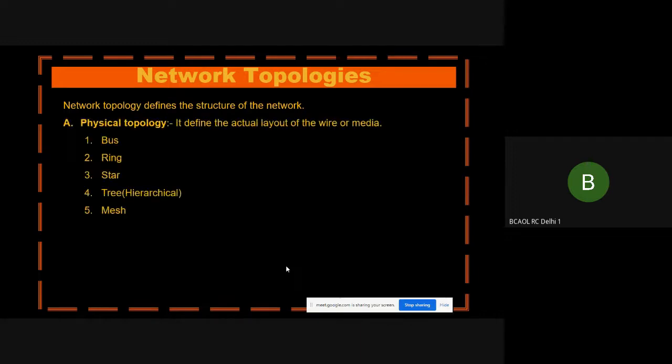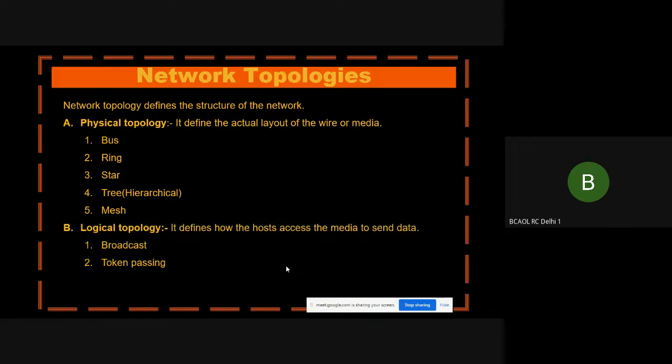Right. So physical topologies are there. It defines the actual layout of wire or media. How you will keep the wire and where the computer will be is known as a network topology, the structure of the network. So there is bus topology, ring topology, star topology, tree topology, and mesh topology.